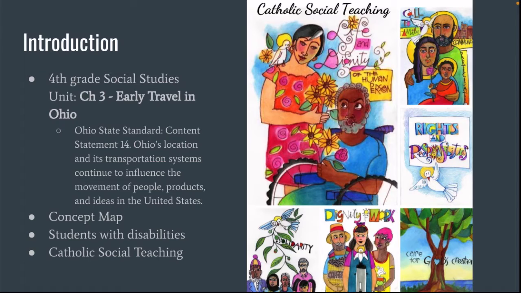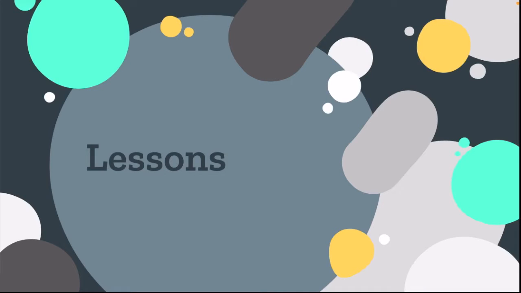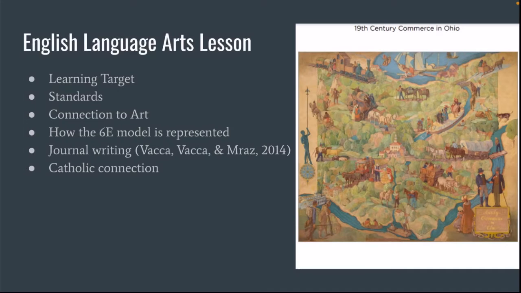To tie Catholicism into all of my lessons, I chose to focus on the Catholic social teachings. There are 7 in total, but only 3 are used in this unit. Now I will walk you through all 3 of my lessons and highlight some of the things that I felt are important. First is the English language arts lesson.